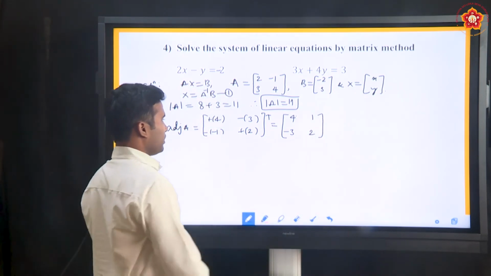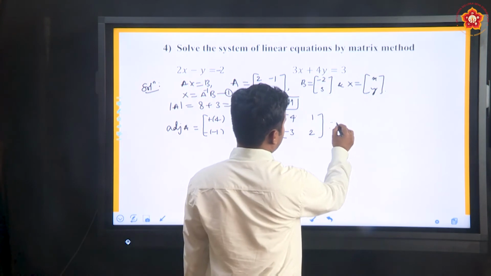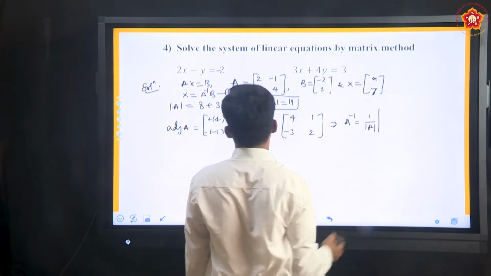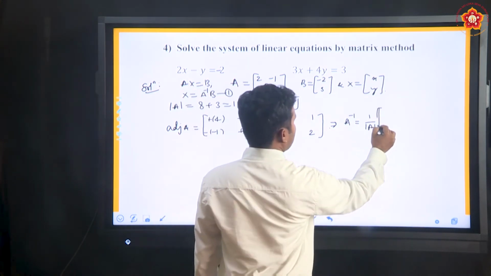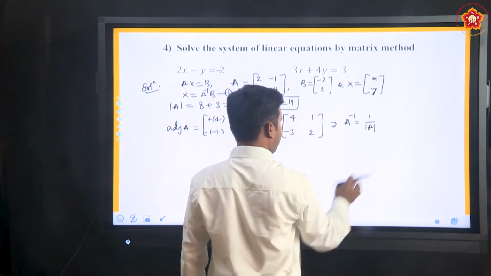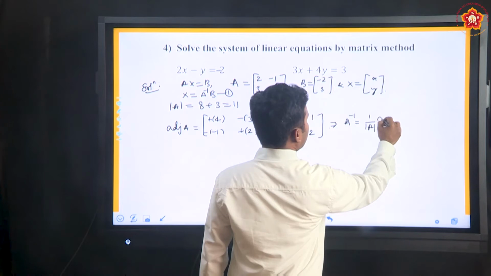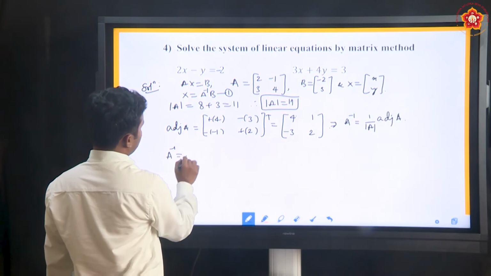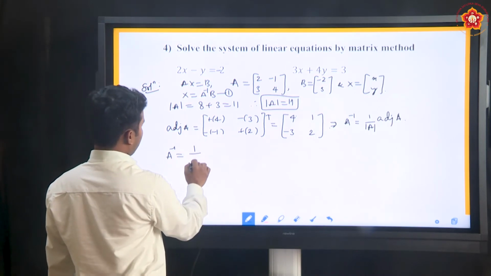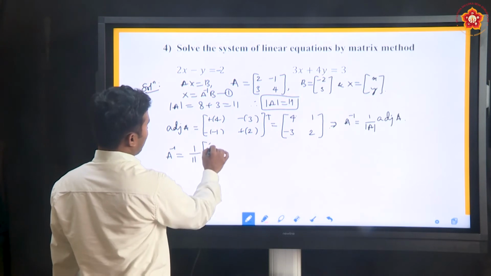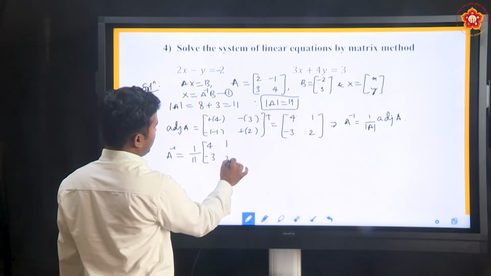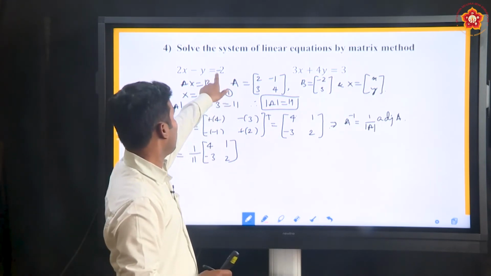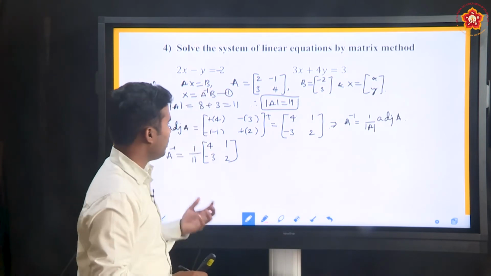Now, after this, we can find A inverse. What is A inverse? 1 by determinant of A into the adjoint matrix. What is the adjoint matrix? Adjoint of A. So, you can use that here. A inverse is equal to 1 by determinant of A, which is 11, into adjoint of A, which is 4, minus 3, 1, 2, which is similar to the previous example. The only change is we have taken one of the constants as minus 2. It leads to a different problem.